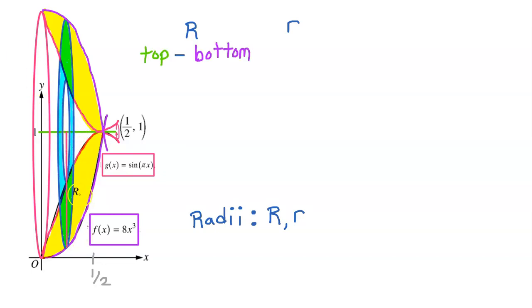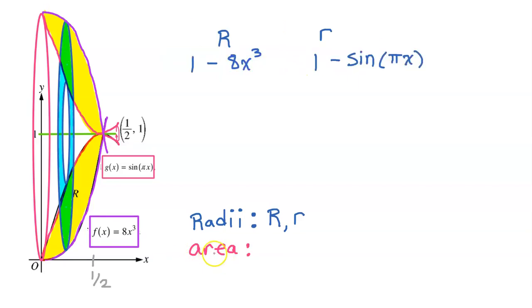Let's start with the big radius. Since the radius is vertical, we can find an expression by subtracting the top function minus the bottom function. In this case, the top function is 1, and the bottom function is 8x to the 3rd power. Now let's find an expression for the small radius. In this case, the top function is 1, and the bottom function is the red function sine pi x. So that's the end of step 1. We have an expression for the big radius and the small radius.